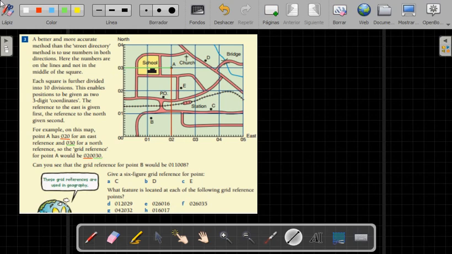Right. Don't forget that the first 3 numbers are for the east reference and the 3 last numbers are for the north reference.